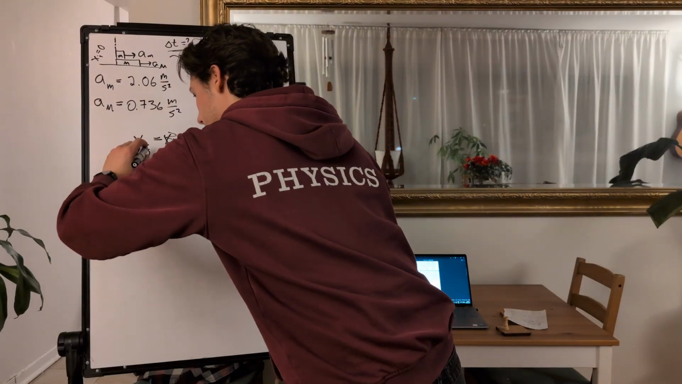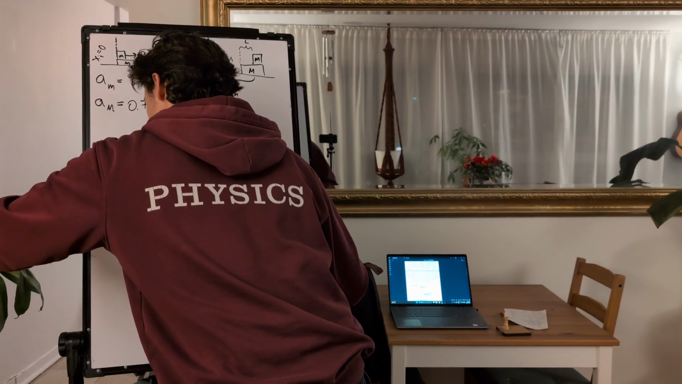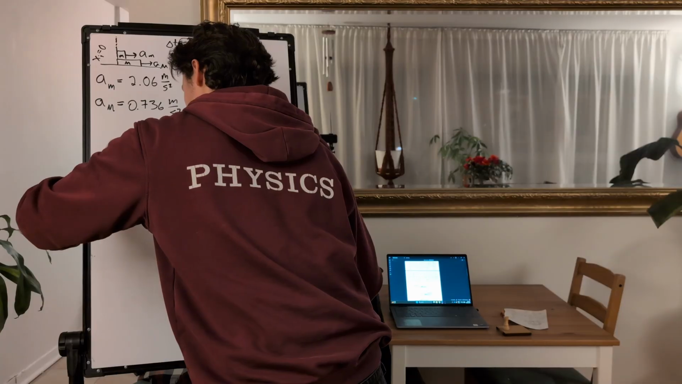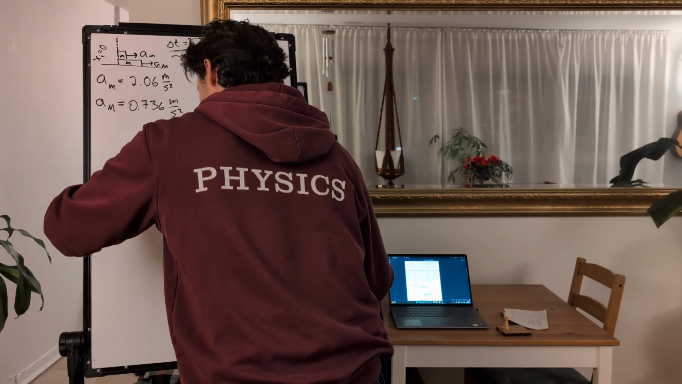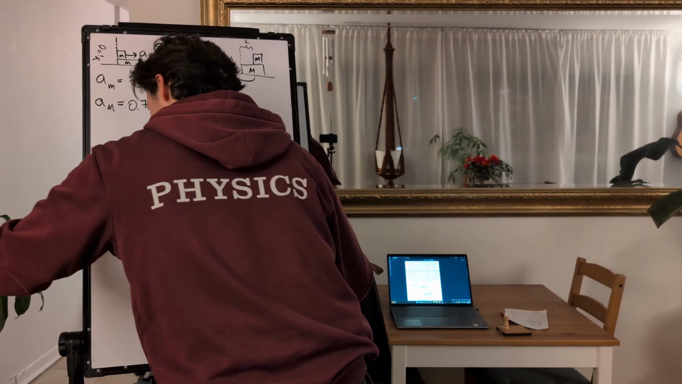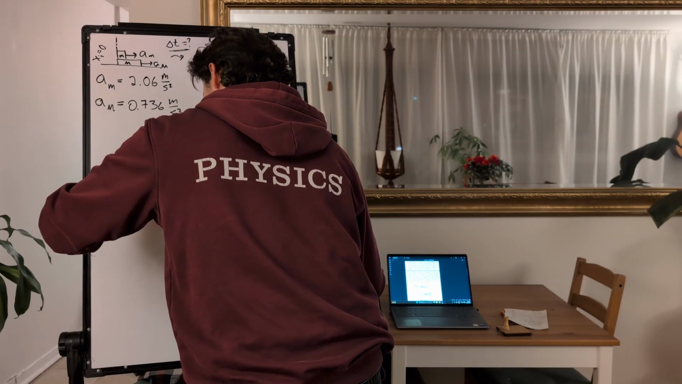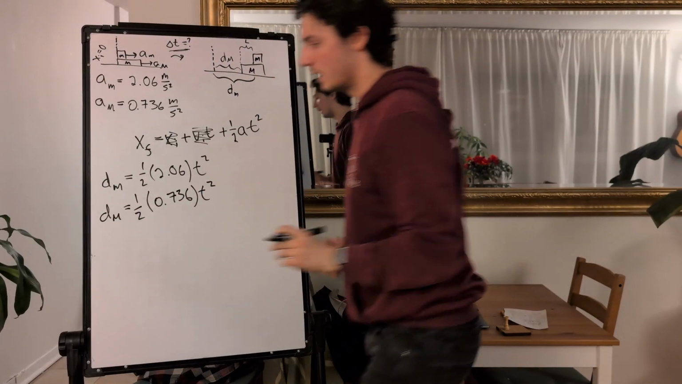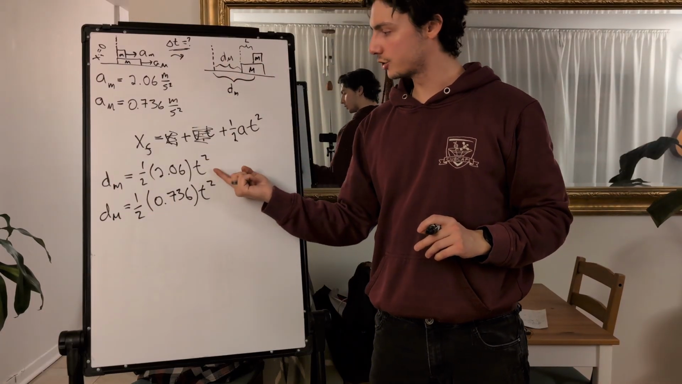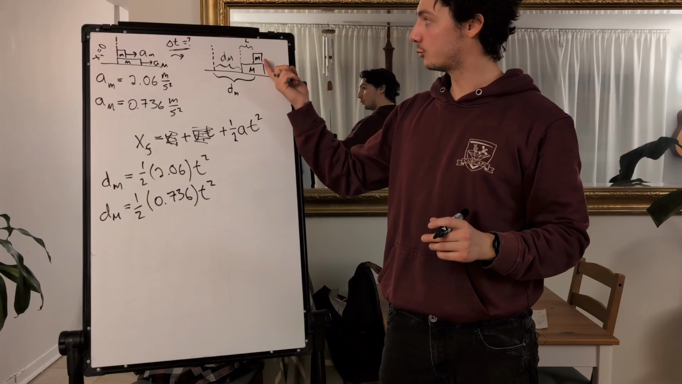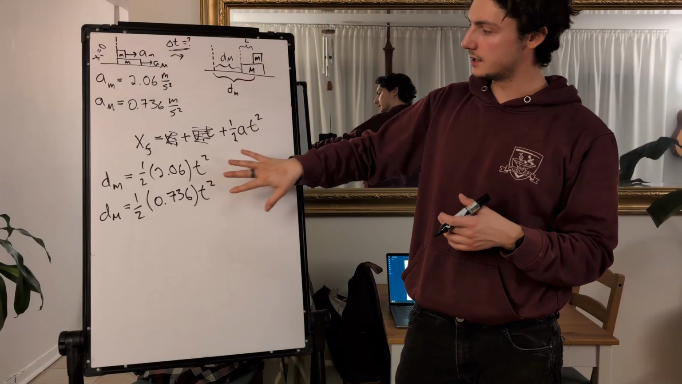Now what we get is the final position, which I'm going to replace with this and this. So d lowercase m is equal to 1/2, and I'm going to plug in the acceleration for the small m, 2.06 t squared, and then d capital M is 1/2 times 0.736 t squared. I've now found the equations for the distances of these two blocks as a function of time, because of their accelerations. After this point, this block is going to fall off, so it doesn't really matter after this point in time. But right here, this is where we want to get at.